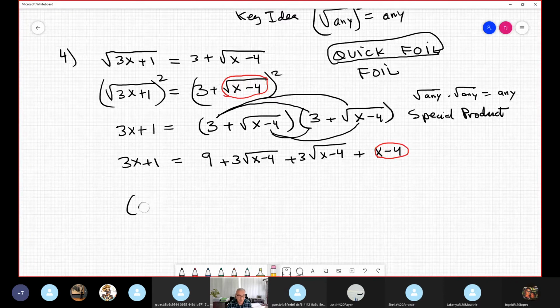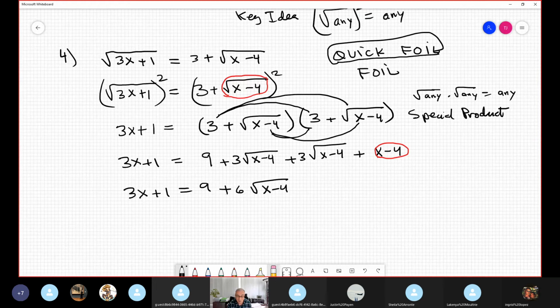Then, my equation so far is 3x plus 1 is equal to 9 plus 6 radical x minus 4 plus x minus 4. Everyone follow me so far? So far it's okay? 3 plus 3 was 6 because it's the same radical. I can't do that otherwise. So 3 radical any plus 3 radical any, if this any is the same, of course, it's 6 radical any. Okay, now we combine later.